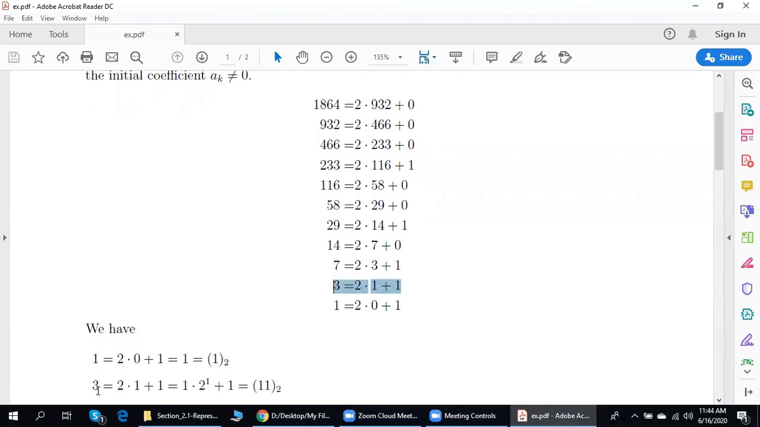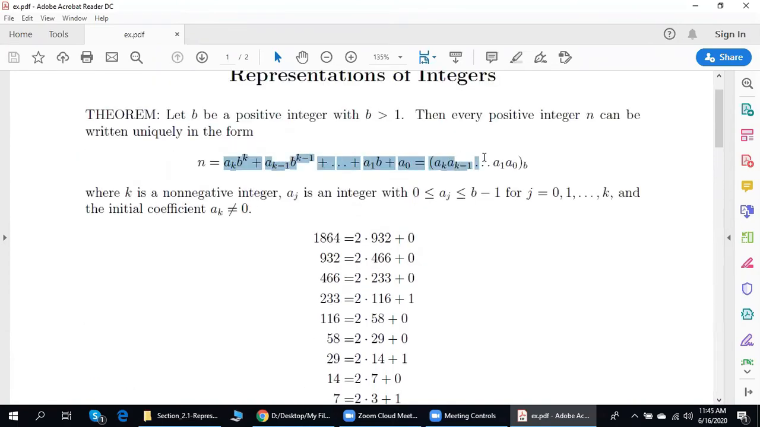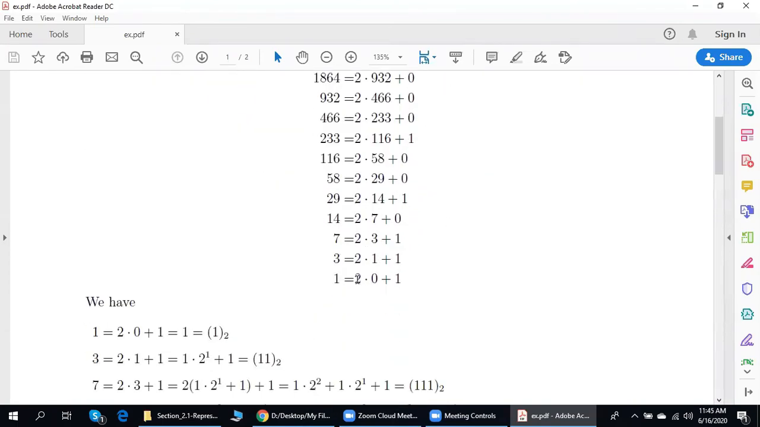Next line. 3 is equal to this. Here is what we do next. Note that 2 is equal to 2 to the first power. And what is written here, according to our discussion, is equal to 1, 1 base 2.